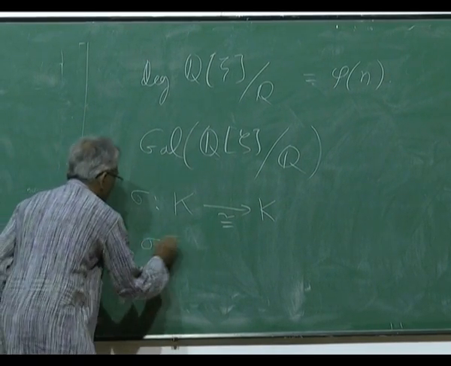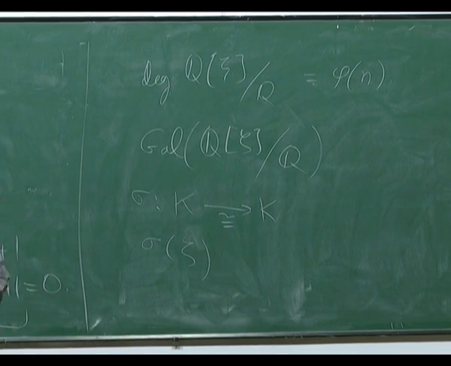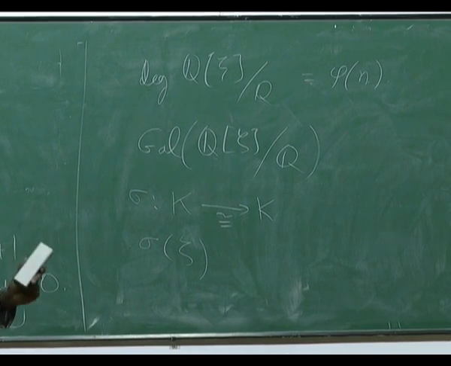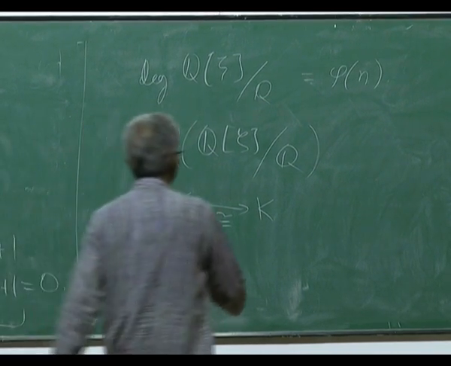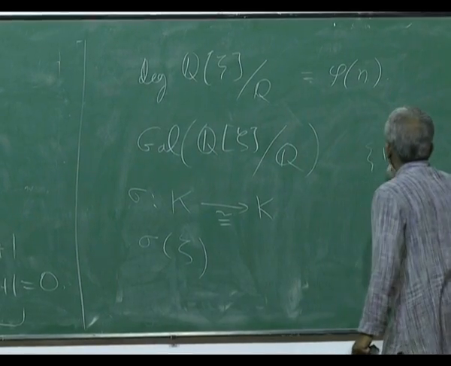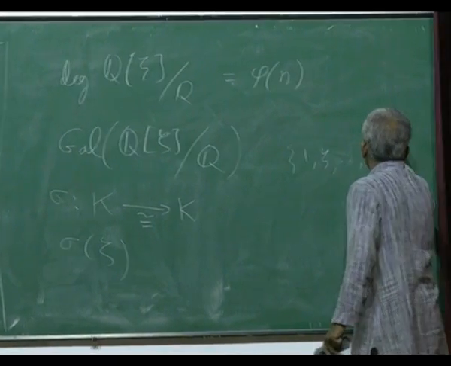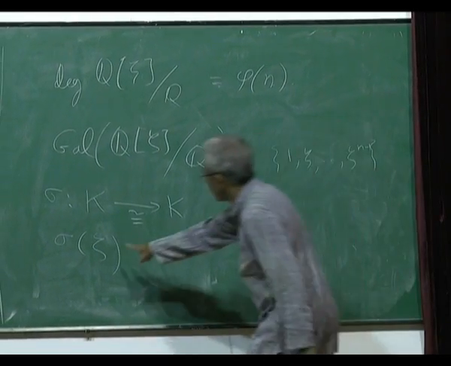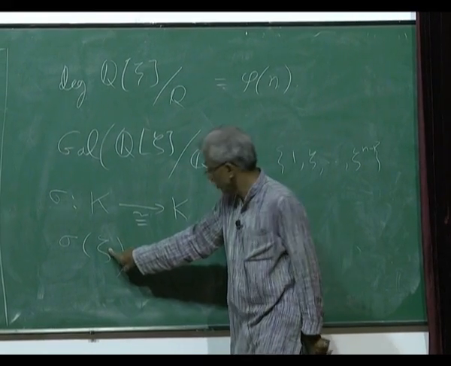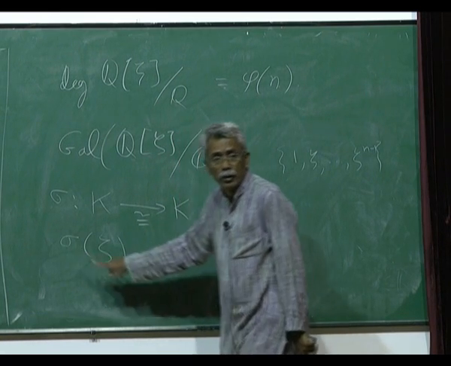Now, sigma, what can it do to zeta? Zeta is an nth root of unity. Therefore, sigma of zeta should also be an nth root of unity. What are all the nth roots of unity? You can simply write them down. The nth roots of unity are 1, zeta, and so on, up to zeta power n minus 1, and zeta power n is again 1. Now, zeta is a primitive nth root of unity, and sigma is an automorphism.